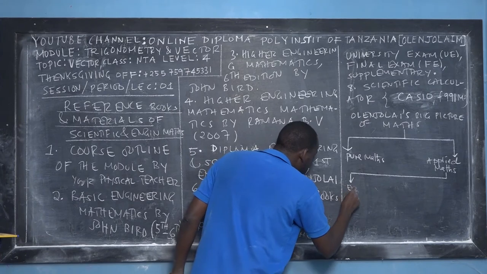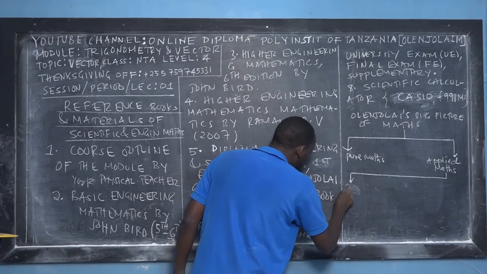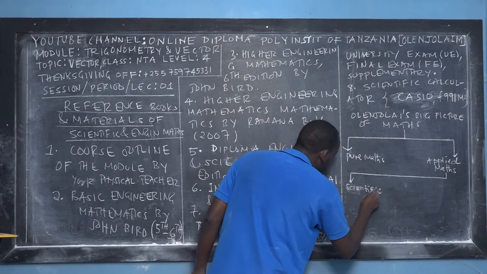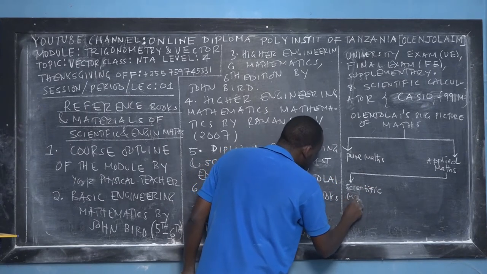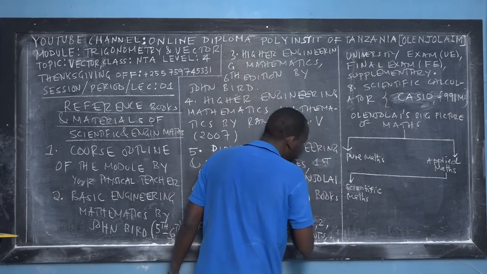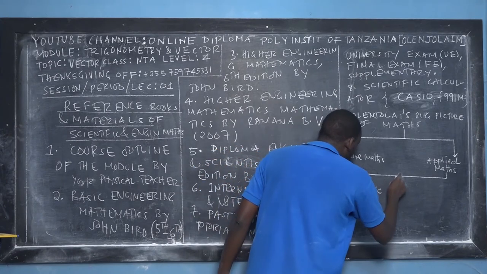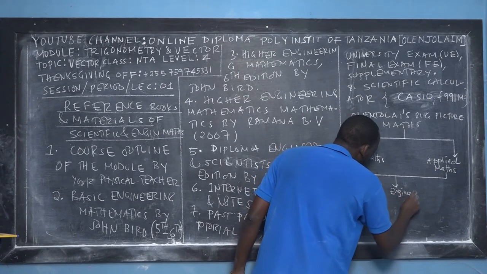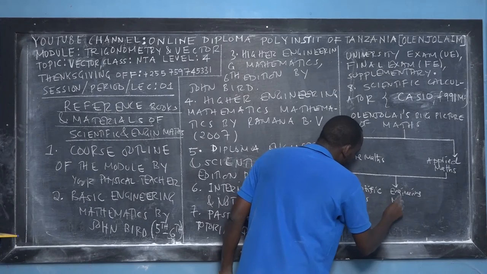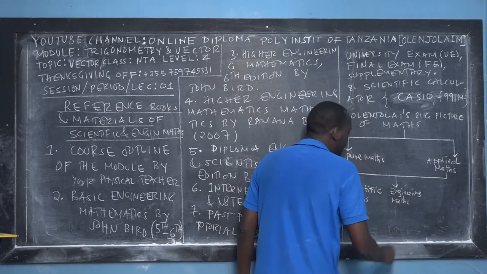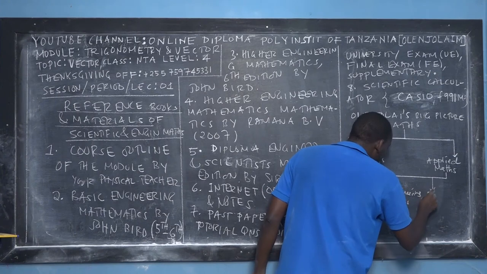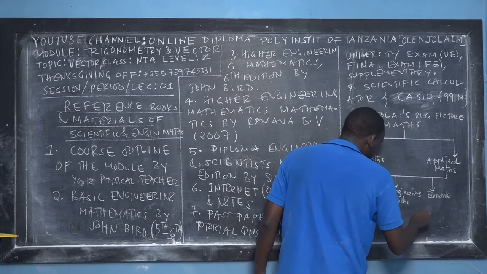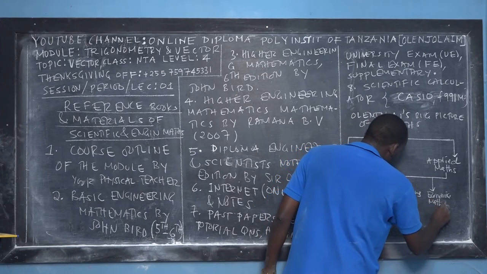Here, one branch is where we apply mathematics in science, called scientific maths, which is very concise at the diploma level. And also we can apply mathematics in engineering. When you apply mathematics in engineering, we call this engineering maths. Again, we can apply mathematics in economics, right? And this is called economics maths.